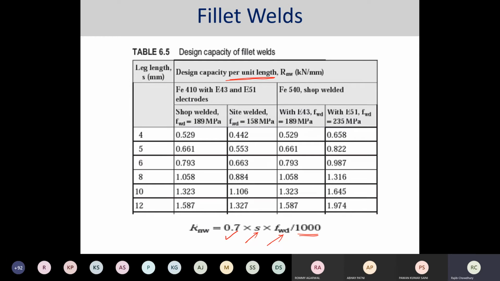And it also depends on different leg lengths. I don't know whether other codal provisions like ACI have this available or not, but depending on the different electrodes, you can easily evaluate these. After making the calculation, I'm just showing you how to make the entire calculation for the design capacity of the weld, similar to what we have seen for the previous cases for the bolt connection.